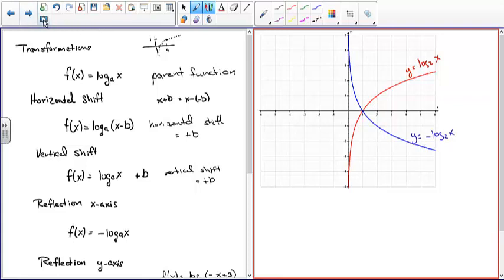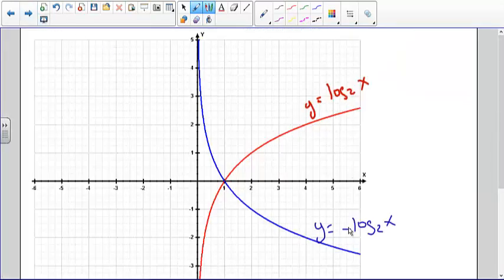So here's an example of the parent function, y equals log to the base 2 of x. And then here we have the negative sign outside the argument, outside the function, so that's going to be an x-axis reflection. So the original function flips over the x-axis. So these come down, these go up.